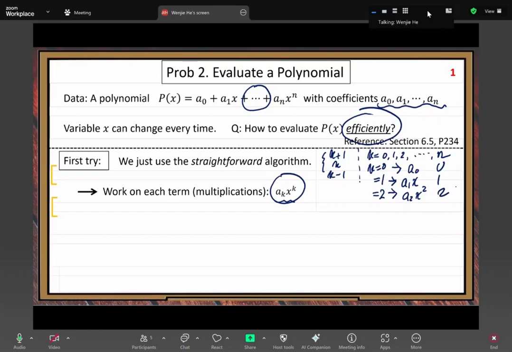Do you have enough information to make a conclusion? When you have a general K, how many multiplications do you need? The subscript. The subscript is K, right? So after you do some simple experiments, can you see K is the correct answer? K is the correct answer, right?